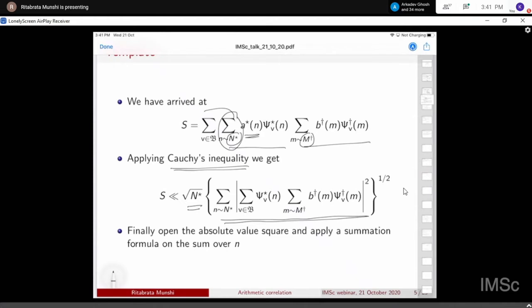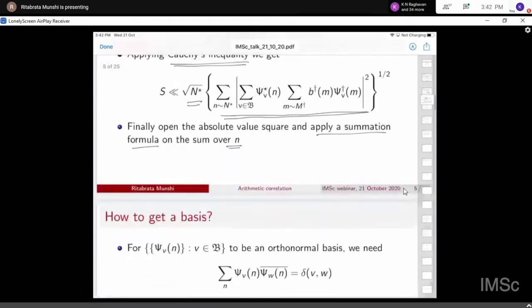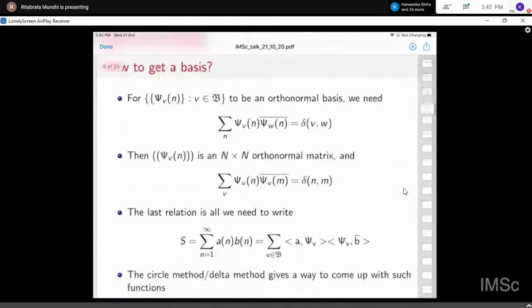Okay, and so at this step I'm getting rid of the coefficients, or one of the arithmetic sequences A star n, and so I can open up the absolute value square and apply another summation formula at this level, with respect to n, because it's kind of free. Okay, and that's the last step. Applying the summation formula, we may have to estimate some character sum where you can use Deligne or something, and you get an estimate for S. Okay, so that's the standard template that I'm going to use, and it seems to work in many situations, as we'll see.